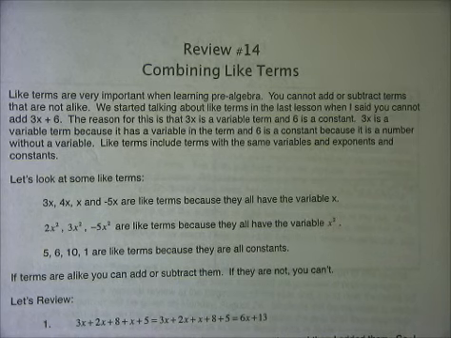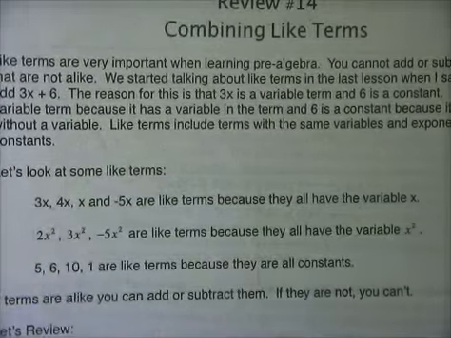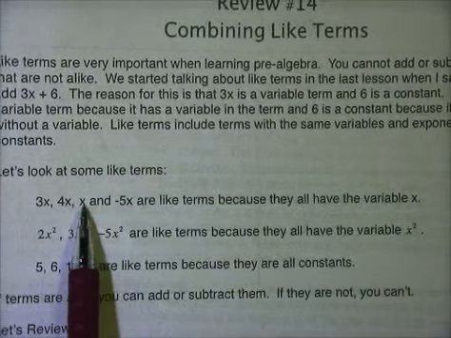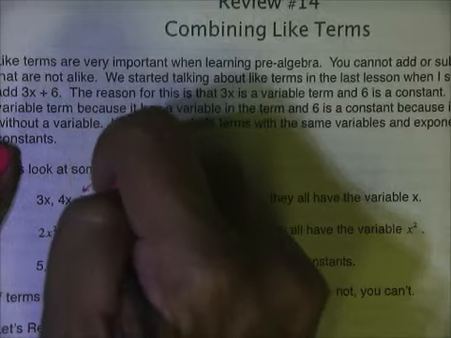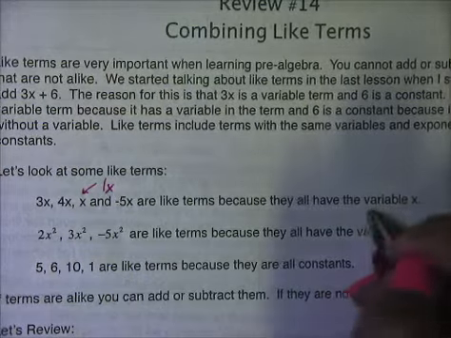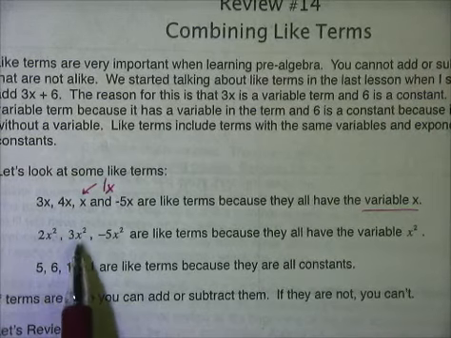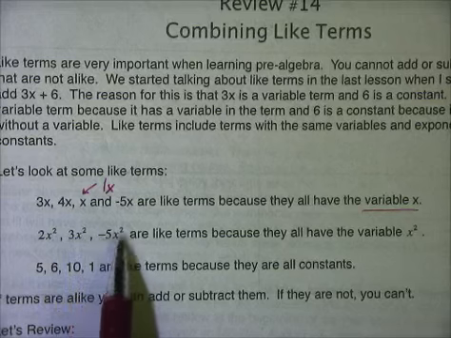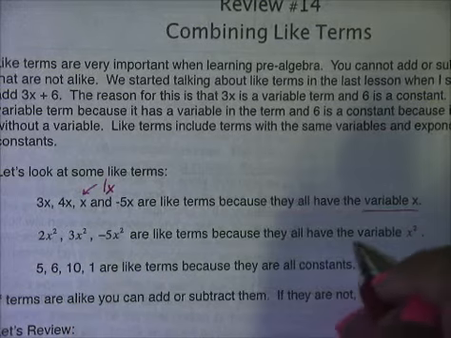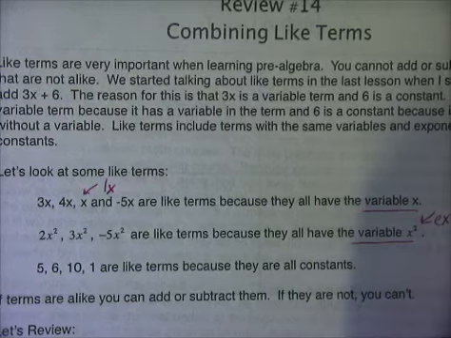Like terms include terms with the same variables, terms with the same variables and exponents, and constants. So let's take a look at some like terms. Here we have 3x, 4x, x, or remember that this could also be 1x, either one, and negative 5x. They are like terms because they all have the variable x. 2x to the second power, 3x to the second power, and negative 5x to the second power are like terms because they all have the variable x and the exponent 2.